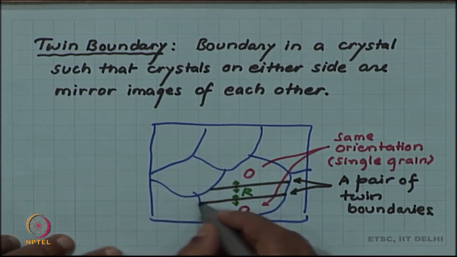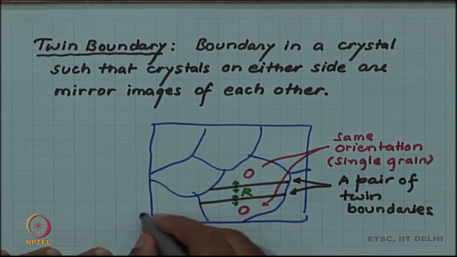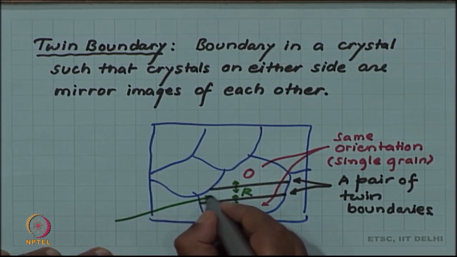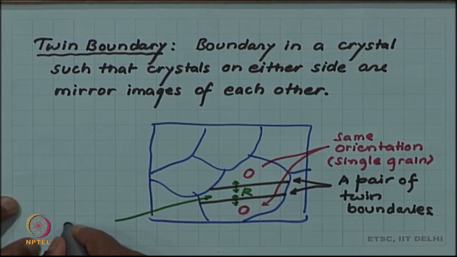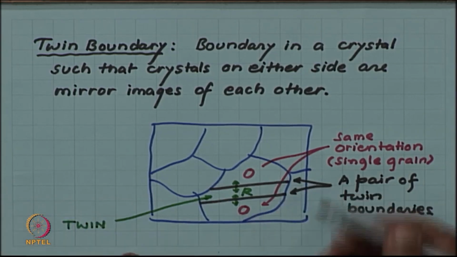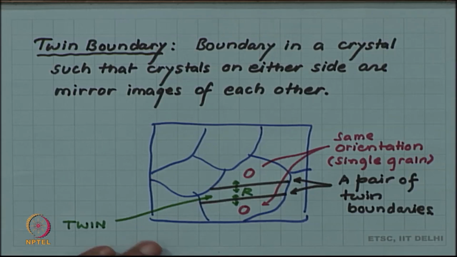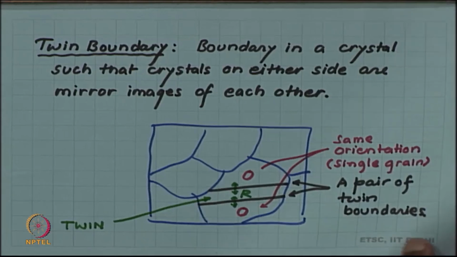In such cases where you have such a pair of twin boundaries, the region between the twin boundaries is called the twin, and on either side you will call it just the grain or the parent grain. So, you have parent grain or parent crystal on either side and the twinned crystal inside of these twin boundaries. This is the usual microstructure one often sees in metallic crystals having twin boundaries.